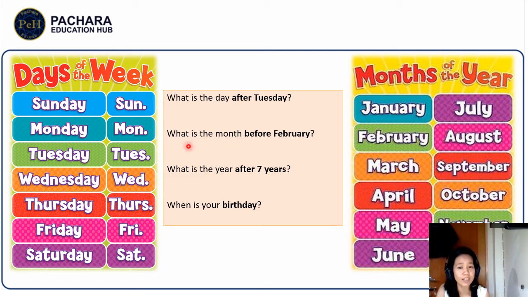Next one, what is the month before February? Before means you need to go back 1 month. So this is February. Go back. Yes, January. January is the month before February. What is the month before September? Before, you need to go back. August. All right.